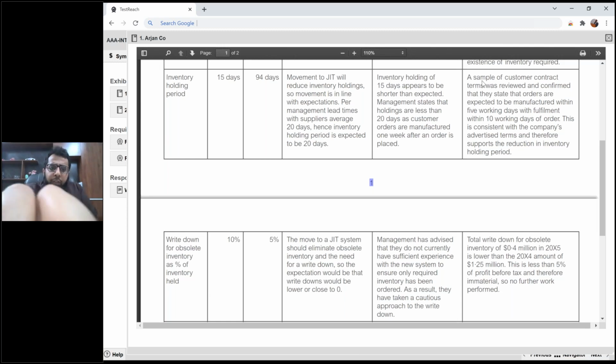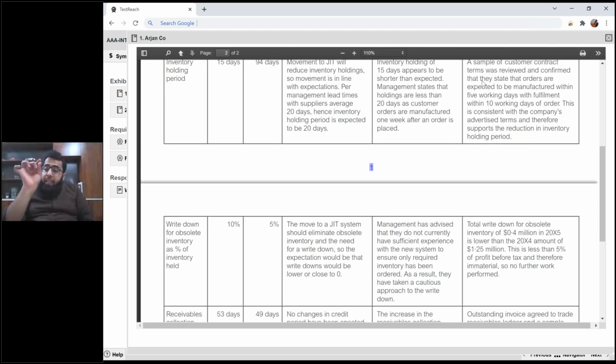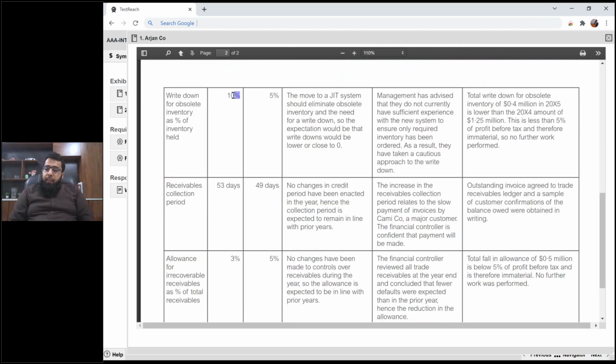Now, write down for obsolete inventory as a percentage of inventory held. Here I have a question. Last year, our write down of obsolete inventory was 5%. This year, it is 10%. What is your opinion? When we move to just in time, should we have a greater percentage of obsolete inventory, or a lesser percentage? I will repeat it again. Write down of obsolete inventory as a percentage of inventory is increasing. This is not the right thing. It should be less, because in just in time, why are we having obsolete inventory?